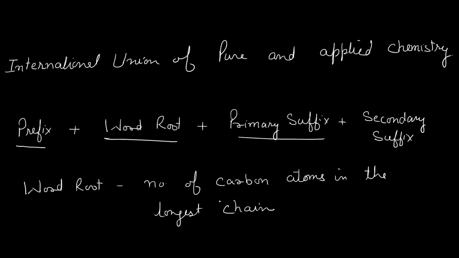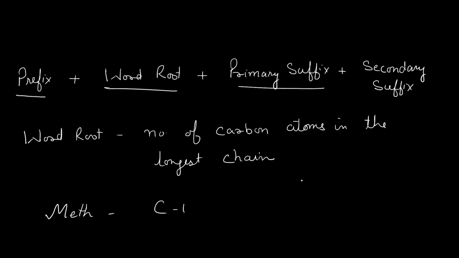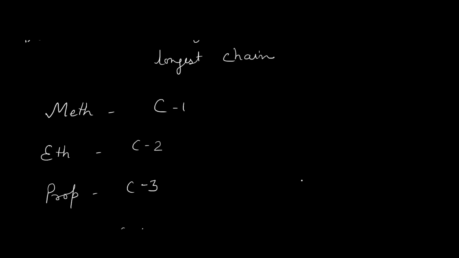The word root tells about the number of carbon atoms in the longest chain. So, count the number of carbon atoms. If we have only one carbon atom, for example CH4, the word root will be meth. If I have two carbon atoms, then the word root would be eth. If I have three carbon atoms, the word root would be prop.